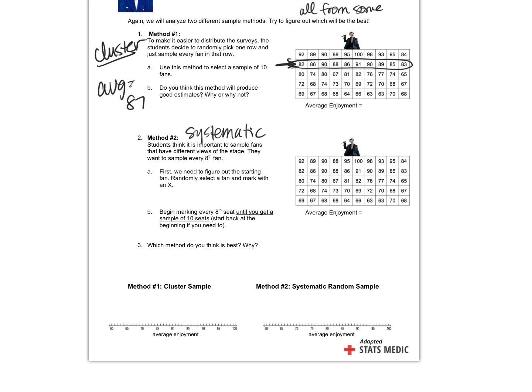It's important to sample fans that have different views of the stage. We can see that, right, after that last one. They want to sample every 8th fan. All right, well, we can't all start at number 1 and count to 8, right? That would be different. So what you want to do is take your random generator and select a number between 1 and 50. I'm sorry, 1 and 50. Huh, I got 50.